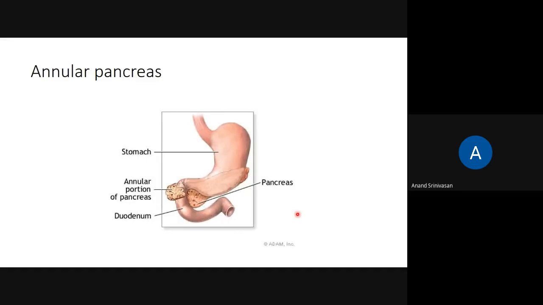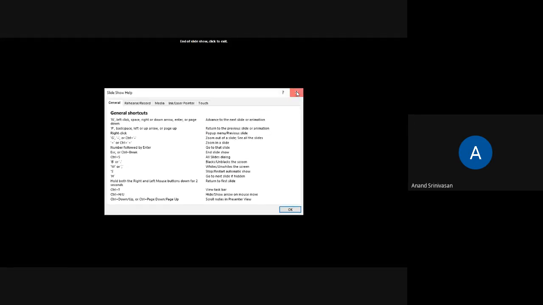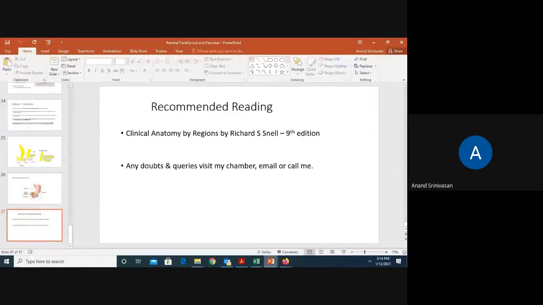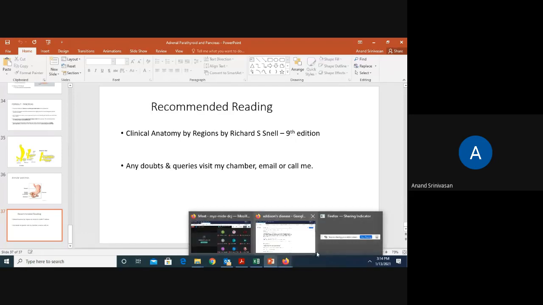The annular pancreas, because of the obstruction, will have bile-stained vomiting, whereas in pyloric stenosis it will be non-bile-stained. Both of them will have projectile vomiting. So this is regarding the three aspects: the adrenal gland, parathyroid gland, and the pancreas. Do you have any doubts?